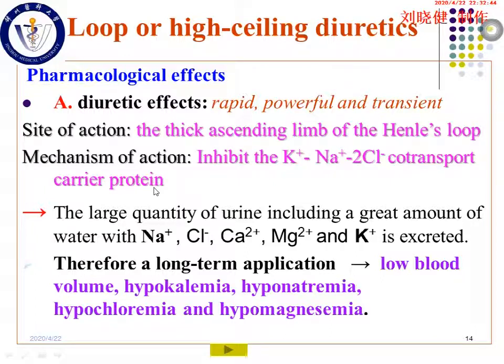So when these drugs are used for a long time, a large quantity of urine, including a great amount of water with sodium, chloride, potassium, calcium, and magnesium, is excreted. Finally, they can induce low blood volume, hypokalemia, hyponatremia, hypochloremia, and hypomagnesemia. So this is the final result. But usually hypocalcemia doesn't occur because calcium can be reabsorbed actively in the distal tubule.